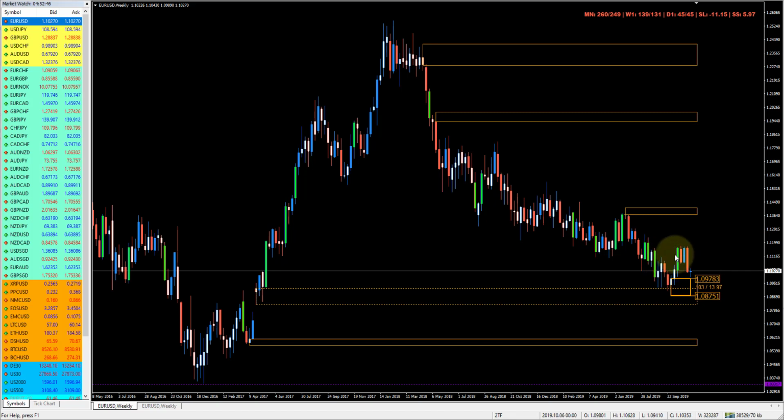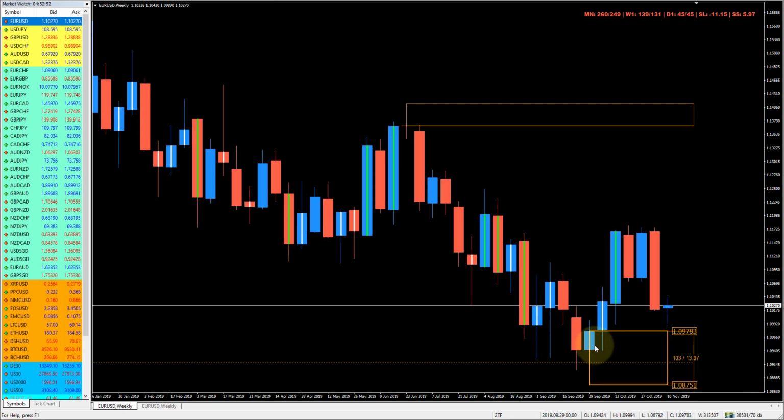Okay, now we move through the upper edge of the parent and we closed above it. So that qualifies this little area. Let me zoom in a bit so it's clearer. This little area here has demand for that reason. And I'll do that again. We had this.